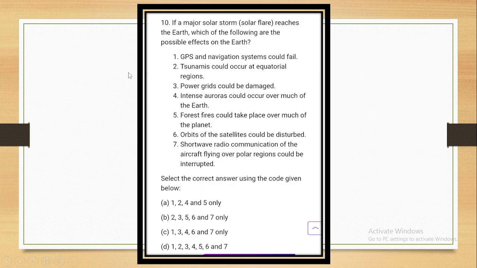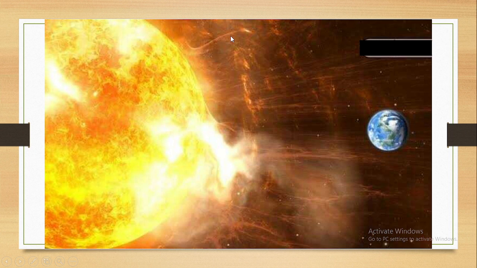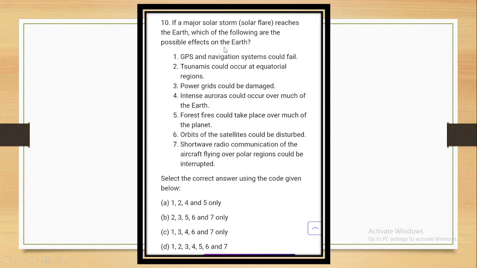Next and last question is this, if a major solar storm reaches the earth, which of the following are the possible effects on the earth? See, a solar storm is a large explosion on the surface of the sun that emits intense bursts of electromagnetic radiation. This electromagnetic radiation does not cause tsunamis on earth, and does not cause forest fires, but it can affect the GPS and the navigation system.